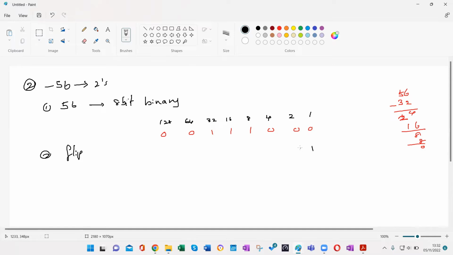0 will be 1, 1, 1, 0, 0, 0, 1, 1. And what is this number? It's the 1's complement of minus 56. After flipping, you get 1's complement. Okay. Step 3. Add 1.